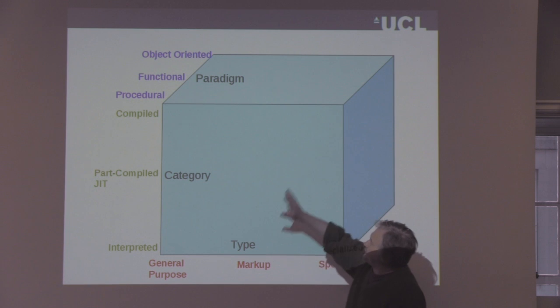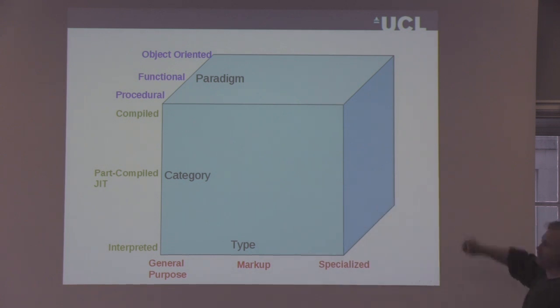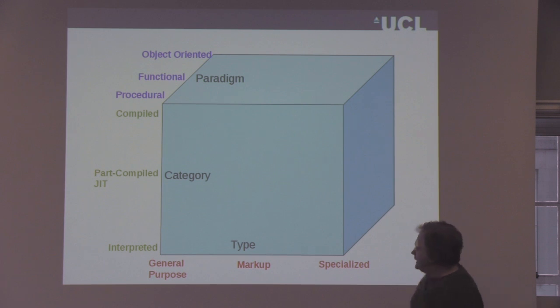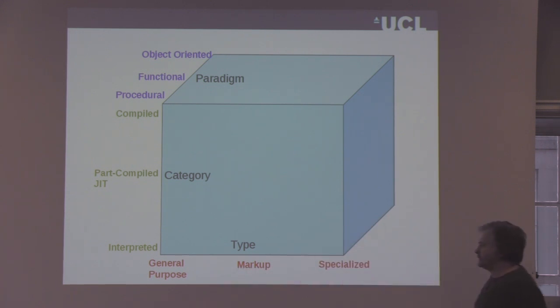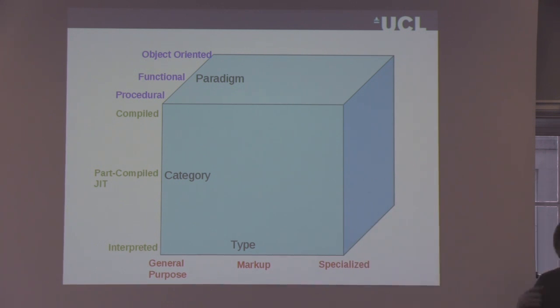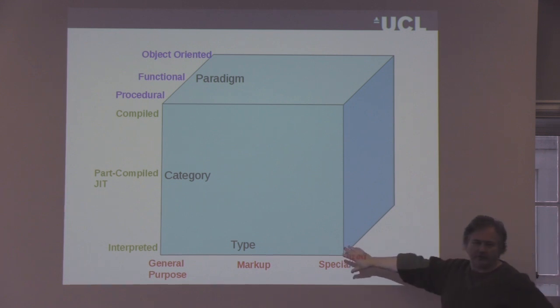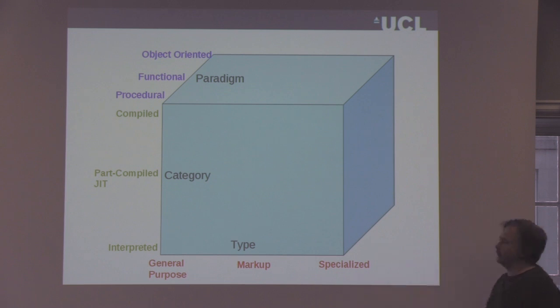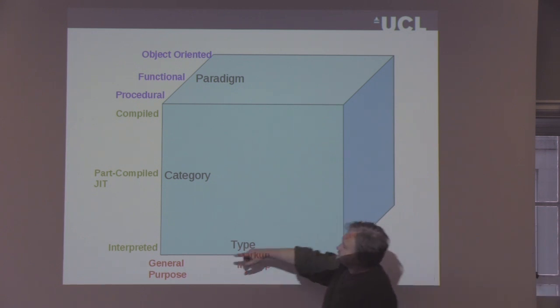So there are three broad categories on the three dimensions of this cube. You could place each language into this cube somewhere. Along the bottom we have general purpose, so languages like Perl, Python, C are all general purpose languages, through markup languages, which are things like HTML, which are used for creating web pages, through to specialized languages, maybe for doing statistics or querying databases or whatever.